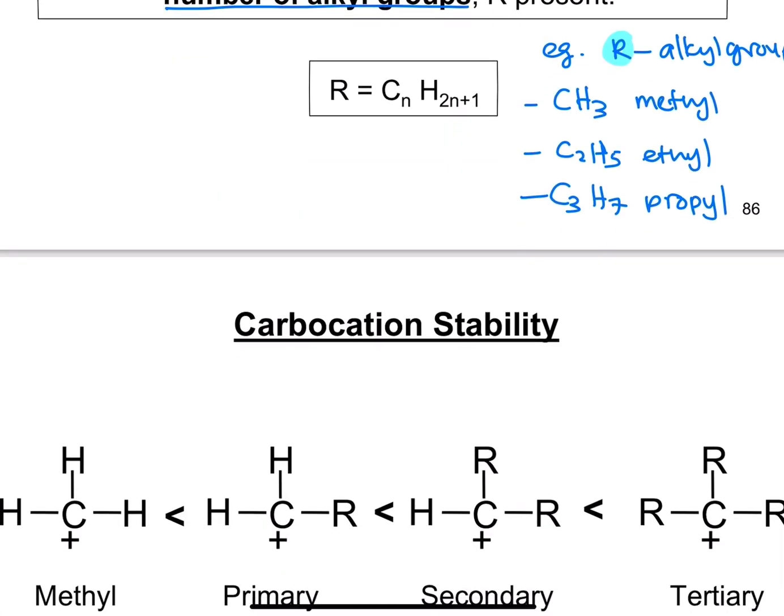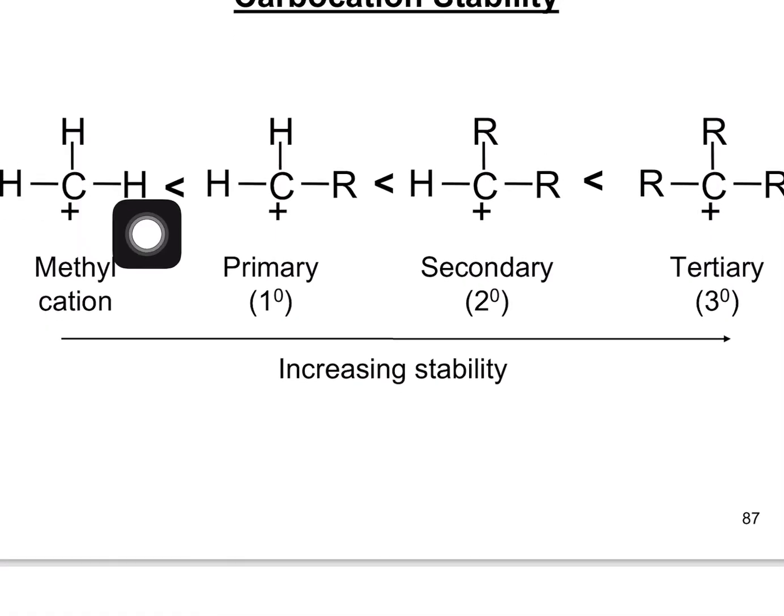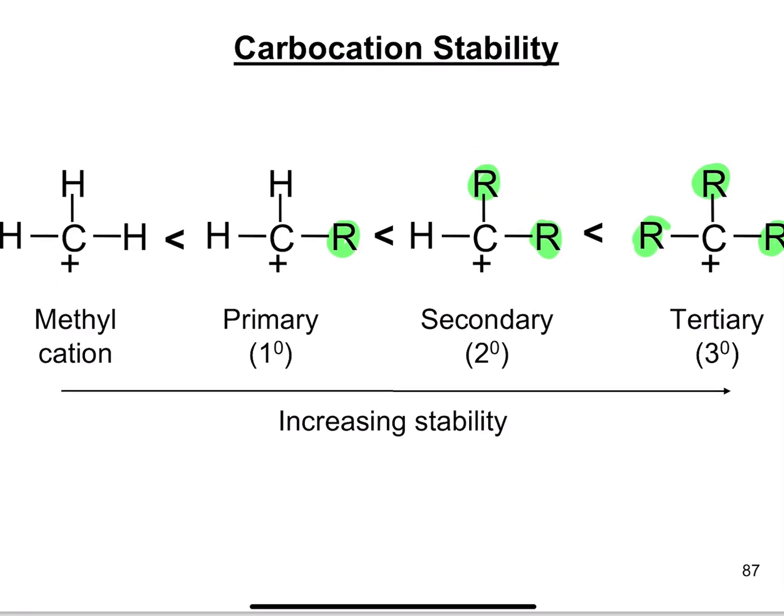Okay, so let's look at an example over here. So this is an example whereby, as you can see, this is primary. Why do they call it primary? Sebab dia ada satu R group. We call this secondary sebab dia ada dua R group. We call this tertiary sebab dia ada tiga R group. And for carbocation, tertiary paling stabil, most stable. And this will be least stable.